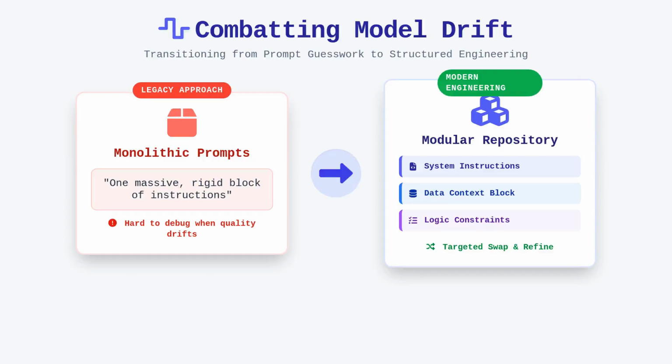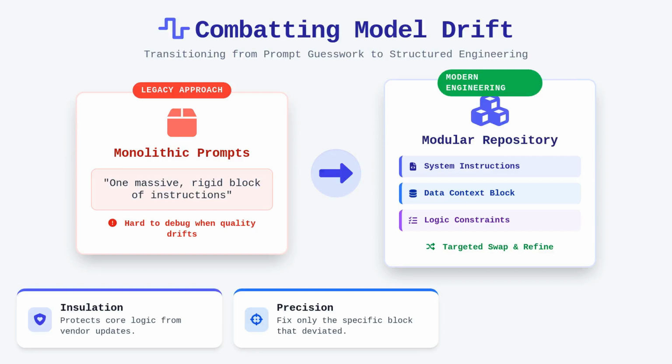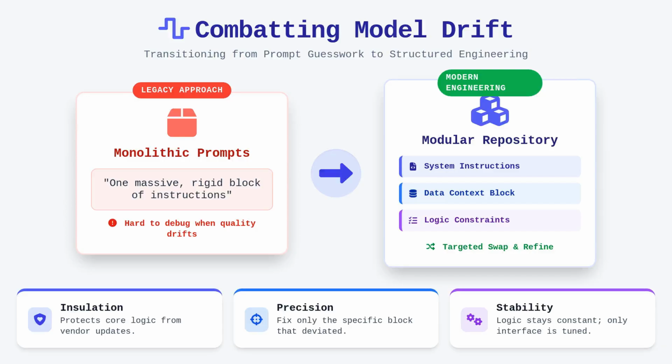This approach transforms prompt engineering from an exercise in guesswork into a structured engineering process. It relies on the observation that the core logic of a problem remains constant, even when the interface for expressing that logic needs to be tuned for a new generation of language model.